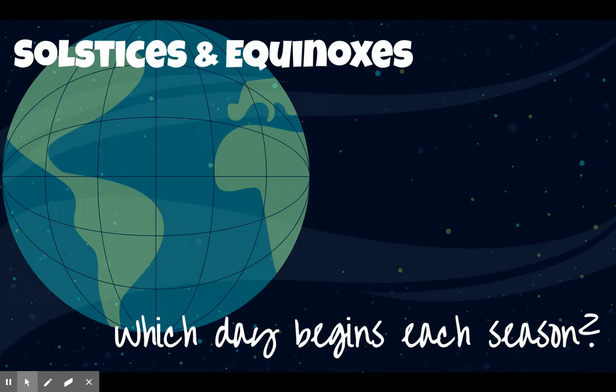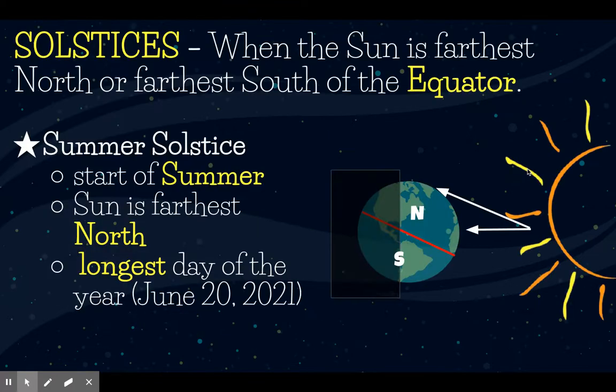Let's learn about solstices and equinoxes. These are special days related to the seasons. Okay, so a solstice, the summer solstice, is the day that occurs each year when the sun is farthest north or farthest south of the equator.